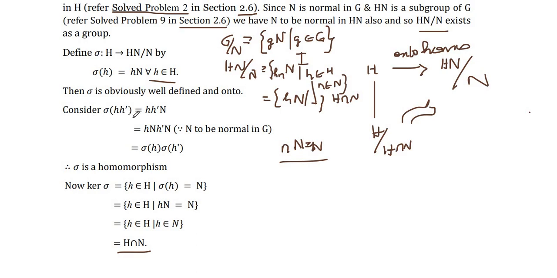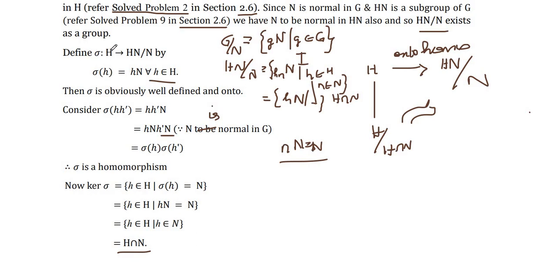Sigma of HH prime is HH prime N. That's by the definition of the mapping. And because N is normal in G, this can be rewritten as HN, H prime N, but this is nothing but the image of H under sigma, and the image of H prime under sigma. So sigma of HH prime is sigma of H into sigma of H prime, and therefore sigma is a homomorphism. Because it's a homomorphism, we talk about the kernel.